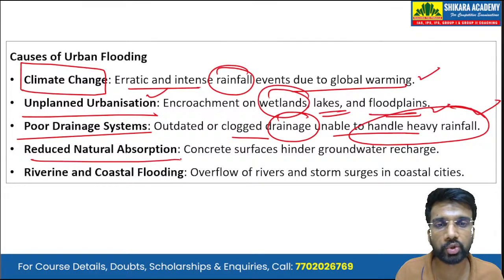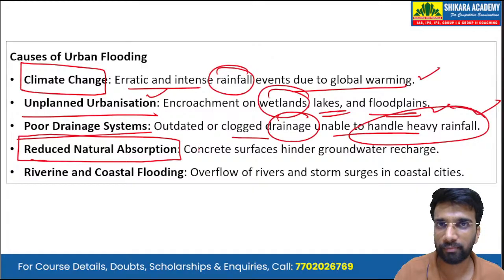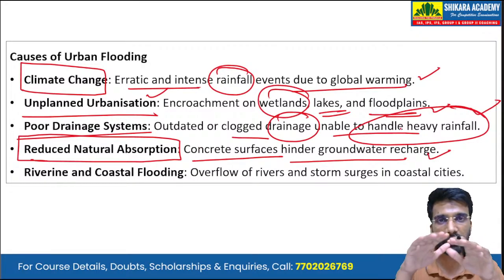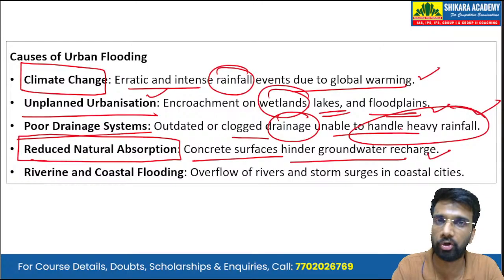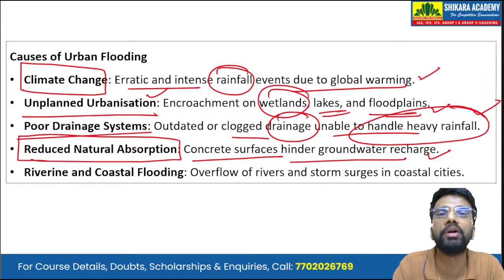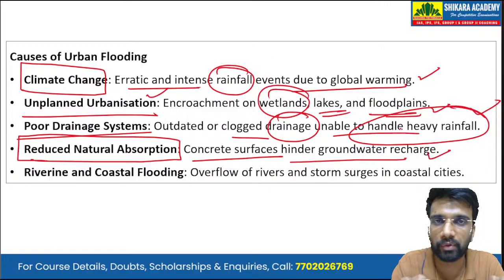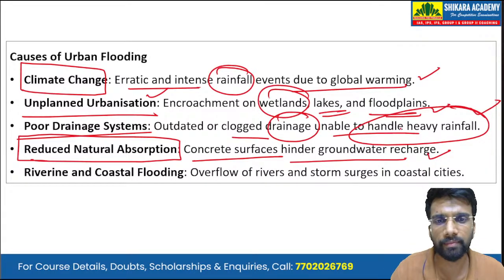Then there is reduced natural absorption. We have concretized the whole cities. Okay, so concrete surfaces hinder the groundwater recharge. So if there is bare ground, the earth can easily absorb that water. But now we have laid roads, the footpaths, and everything, buildings. So the cities have become jungles of concrete, and there is very poor absorption of this water through this concrete, and the groundwater table is also not recharging.